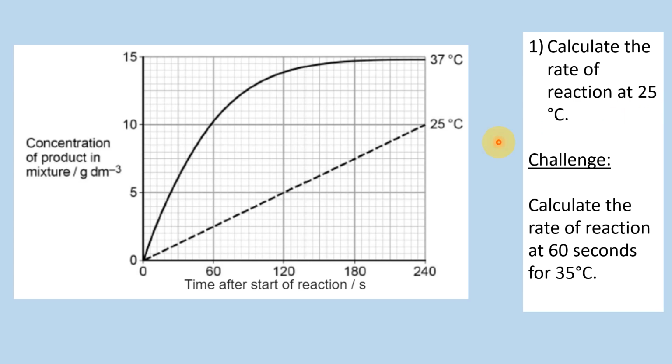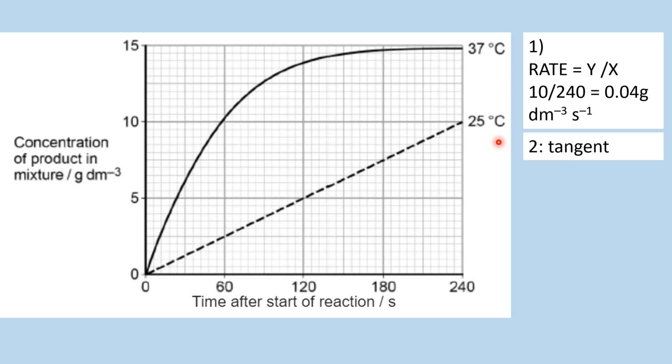Okay, let's go into our answers. The first one is asking you to find the rate of reaction at 25 Celsius. Whenever you look at finding the rate of reaction, the formula for any rate of reaction in a graph is y over x, the difference in y over x.